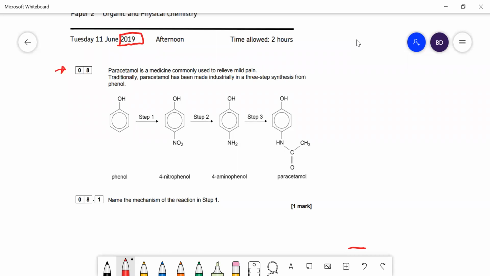Well, what are we doing in step 1? We're sticking on a nitro group, an NO2 group, onto a benzene ring. And of course, benzene undergoes electrophilic substitution reaction. So that's what it is. It's electrophilic substitution.